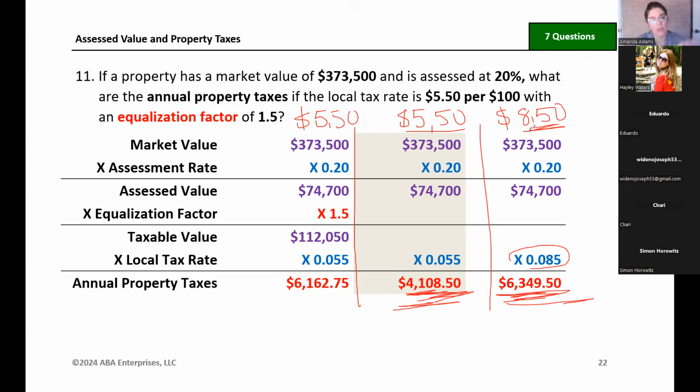So the state says, well, you know what? Since you're not bothering or you're not able to raise your local tax rate in order to generate the same amount of revenue, what we'll do is we'll basically go in there and force it up ourselves by applying this equalization factor. So you see how you put that 1.5 in there, and look at that. Do you see how the annual property taxes jumped up? Now it's actually comparable to that.